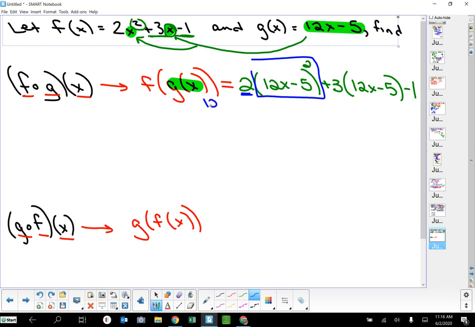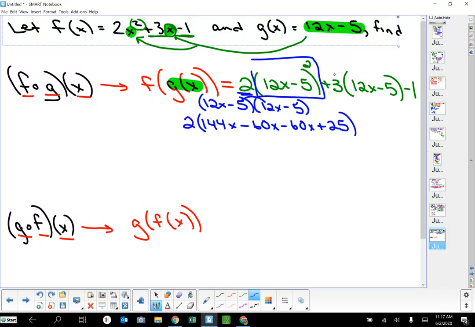12x minus 5 times 12x minus 5, which is 12 times 12 is 144. Negative 5 times 12 is negative 60, and I have 2 of those. So negative 60x and another negative 60x plus 25. All of that is now multiplied by this 2 out front. I'm going to go ahead and distribute here.